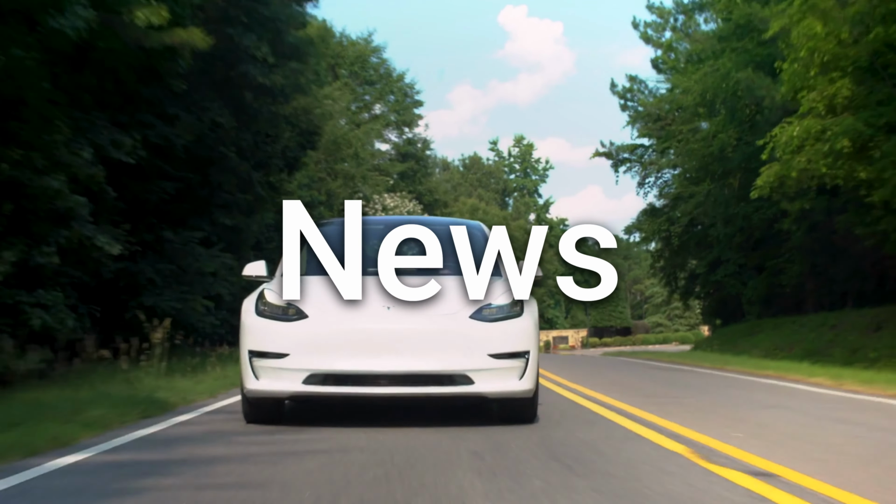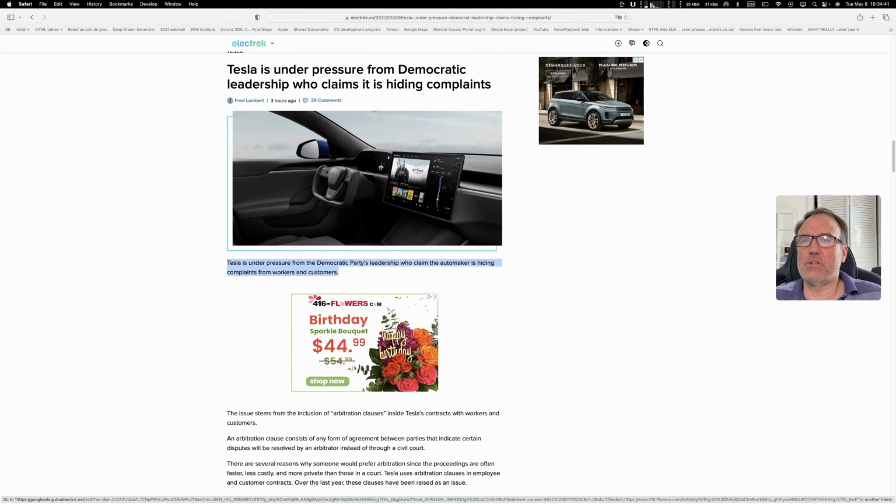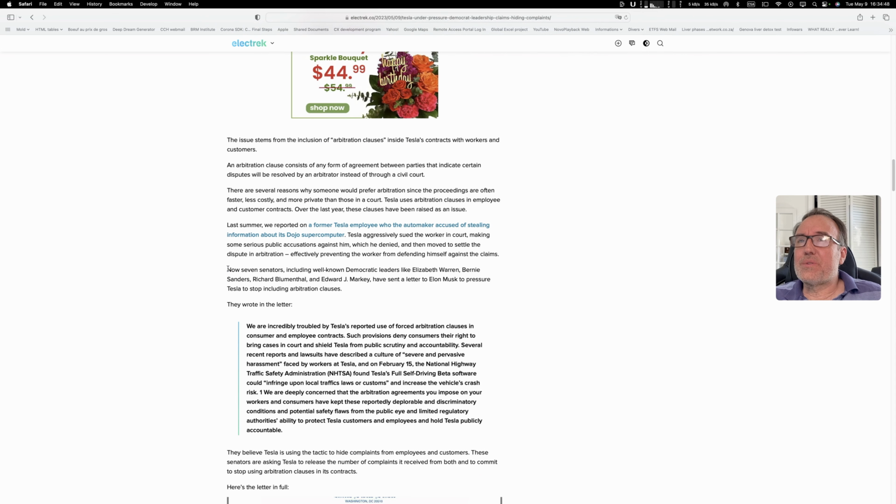Let's look at some Tesla news. So Tesla is supposedly under pressure from the Democratic Party's leadership, who claim the automaker is hiding complaints from workers and customers. Okay. So 7 senators, including well-known Democratic leaders like Elizabeth Warren, Bernie Sanders, sent a letter to Elon Musk to pressure Tesla to stop including arbitration clauses.